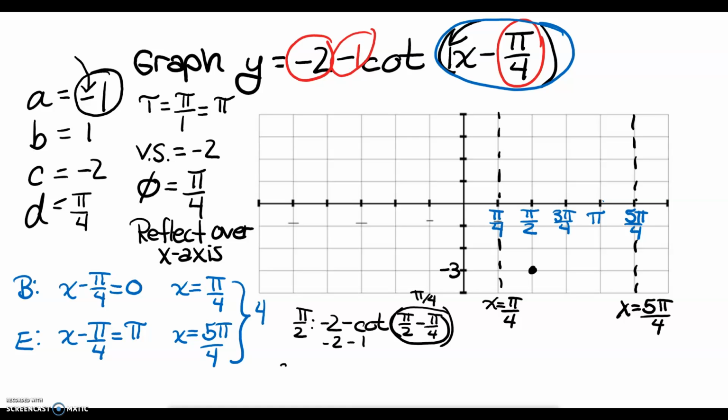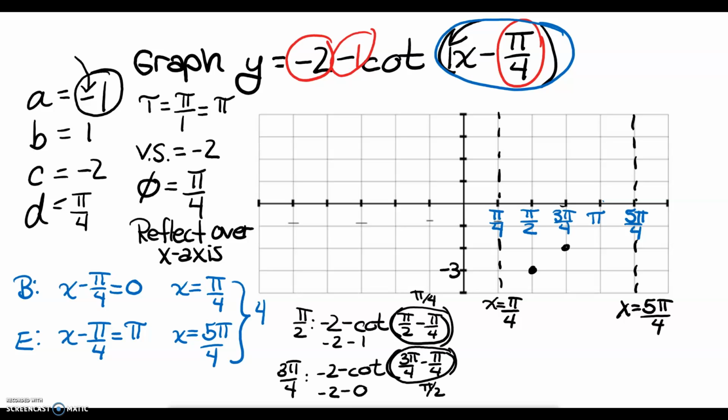So if I have 3 pi over 4, when I plug that in, I get 3 pi over 4 minus pi over 4. Okay, so I know this is going to be pi over 2, and I know the cotangent at pi over 2 is 0. So negative 2 minus 0 is, oops, what am I doing? Negative 2 minus 0 is negative 2.